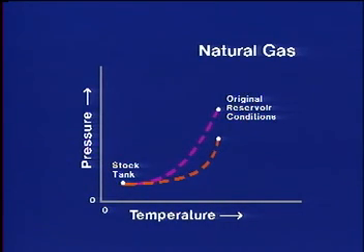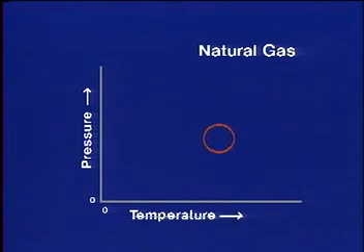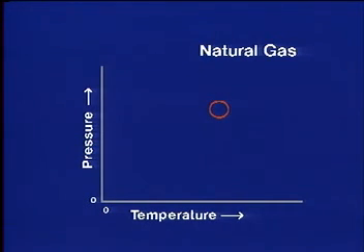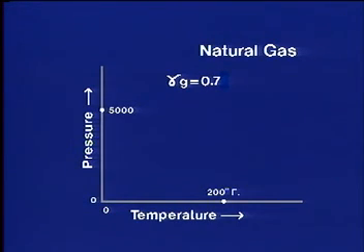Natural gas is the easiest to discuss. Gas expands as the pressure is reduced and contracts as the temperature is reduced. As an example, a gas with a specific gravity of 0.7 relative to air, at a reservoir pressure of 5,000 psi and a reservoir temperature of 200 degrees Fahrenheit, will expand by a factor of about 270 as it comes to surface conditions. Of course, this figure will change as the reservoir conditions or gas gravity changes.